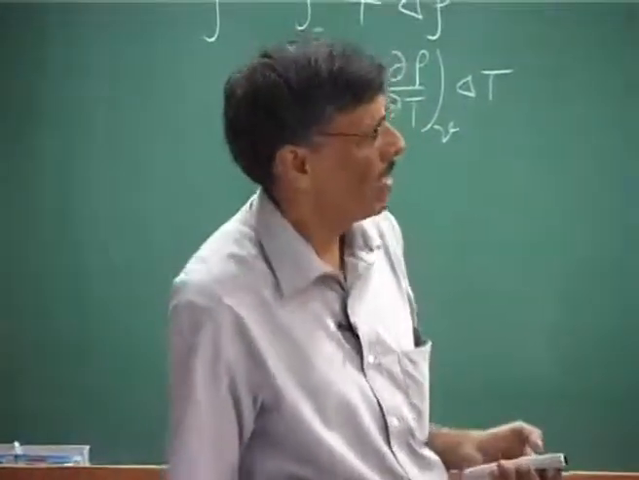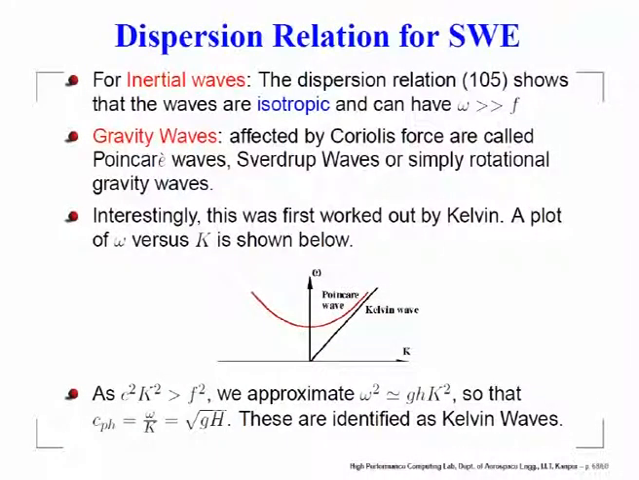So we can look at some of the beautiful aspects of the shallow water wave equation. If we are looking at inertial waves, we also notice that the waves are isotropic. You cannot distinguish between the x and y direction, right. And for those cases we know omega is going to be large, because omega is equal to the square root of f squared plus c squared k squared. So, omega is usually large.